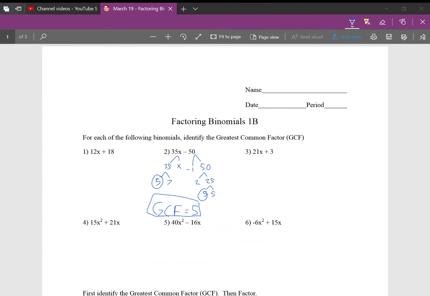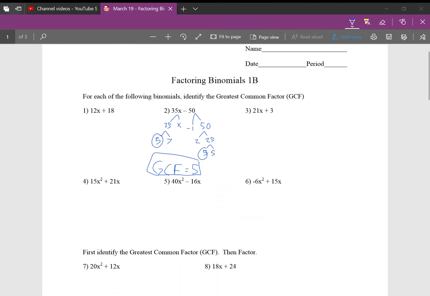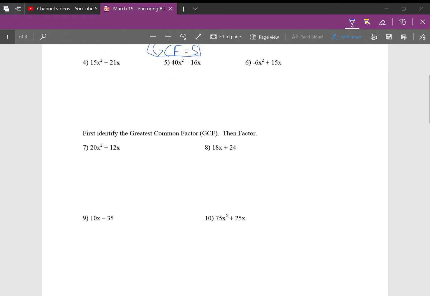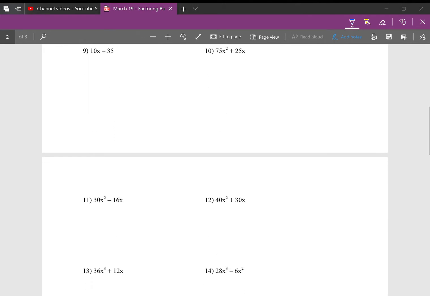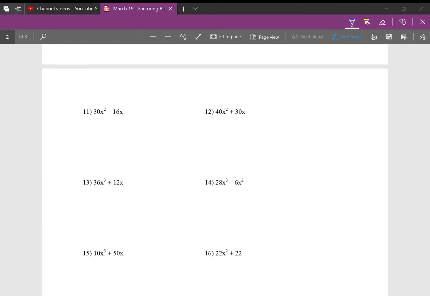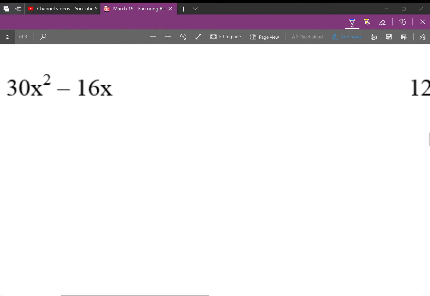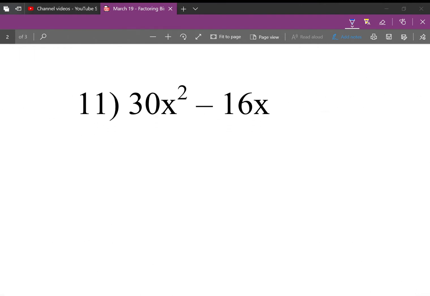We are still on factoring binomials 1b, and I want to jump ahead a little and do a factoring that has a negative in it. So let's go ahead and look at number 11. So here we go, problem 11.